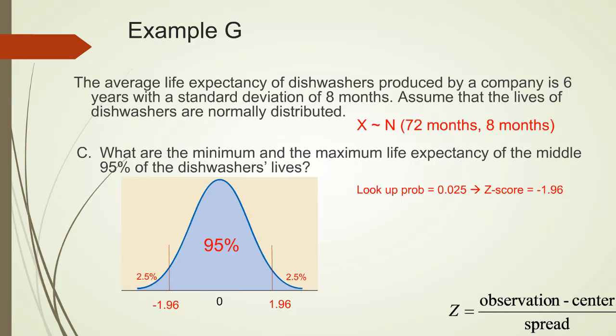We would like to find their corresponding actual observations now. The formula we have learned before is given here. We would have to find actual observations in reverse order. For the z-score being negative 1.96, x has to be 56.32. For the z-score being positive 1.96, x is 87.68.